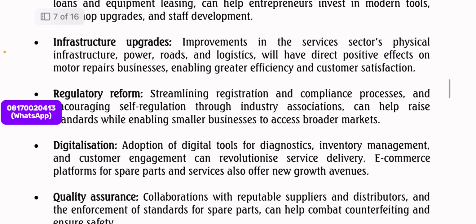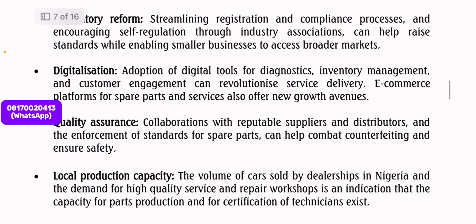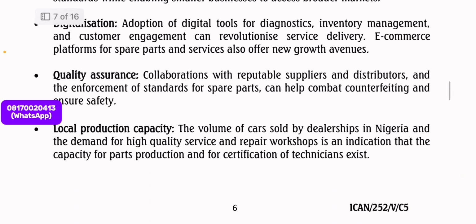Then infrastructure upgrades as well. They are saying that if they improve the roads, they talked about infrastructure before, everything will become better, and regulatory reforms too. They should ensure that the regulatory process and compliance process are standard, so that people can actually engage in all these things, and then they can do industry regulations, industry associations as well. Then they also mentioned digitalization again, how e-commerce platforms have been used to sell products. You understand that they offer new growth avenues. Then quality assurance as well, that people should ensure quality assurance and local production capacity.